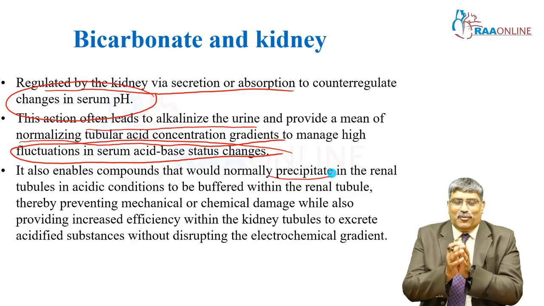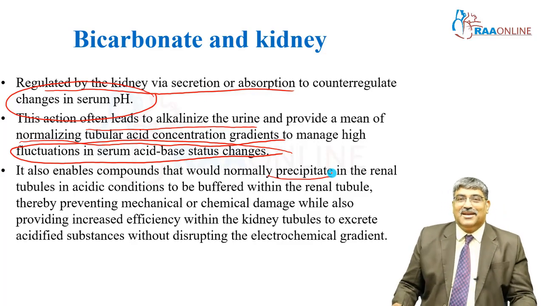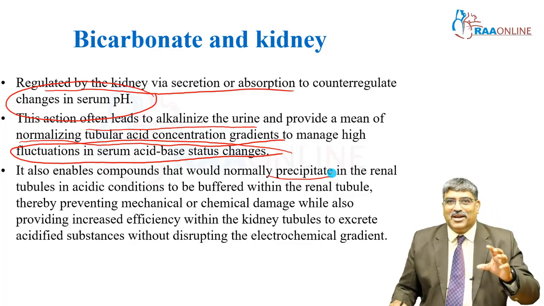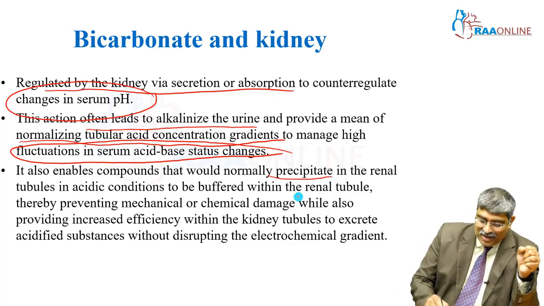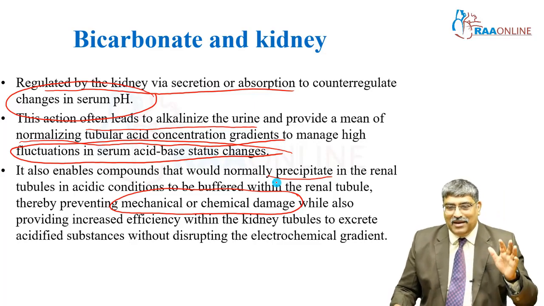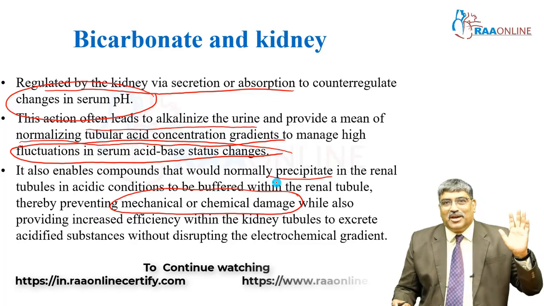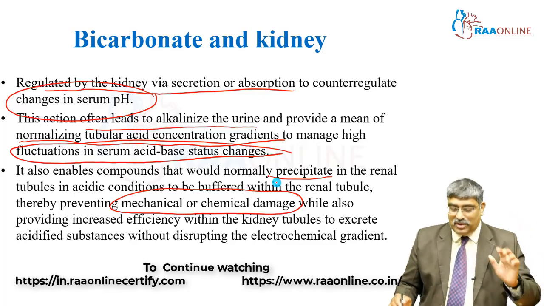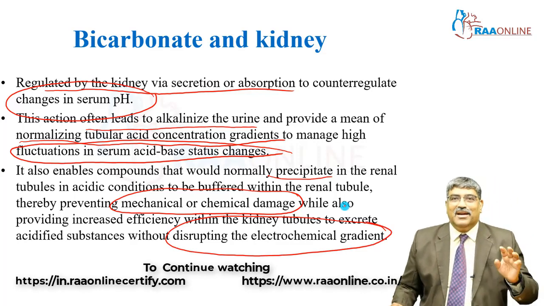Normally in an acidic environment, precipitation will happen inside the renal tubule. By alkalizing the urine, you are preventing the precipitation from happening, and thereby preventing the mechanical or chemical damage. And what is more important is, when you give soda bicarbonate, you do this without disturbing the electrochemical gradient.